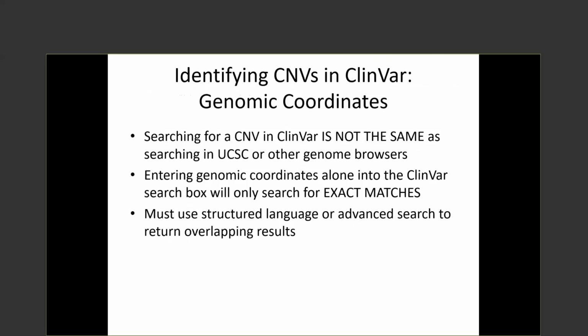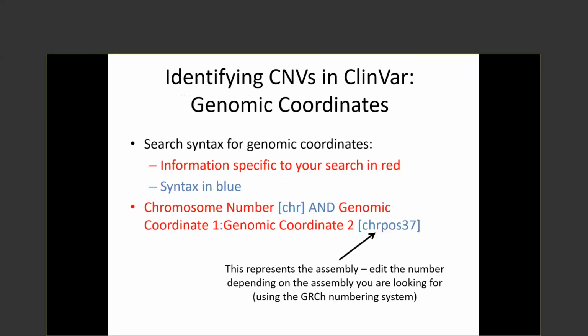So one thing to keep in mind about identifying CNVs in ClinVar is that, while you can absolutely search ClinVar by genomic coordinates, the way that you enter them is different. And if you don't enter them correctly, you will not get the results you're looking for. Entering genomic coordinates alone will only search for exact matches, so literal exact matches with the numbers that you put in. You need to use the proper syntax in order to return overlapping results that people are typically interested in when they're looking for CNVs. So here's what you need to do.